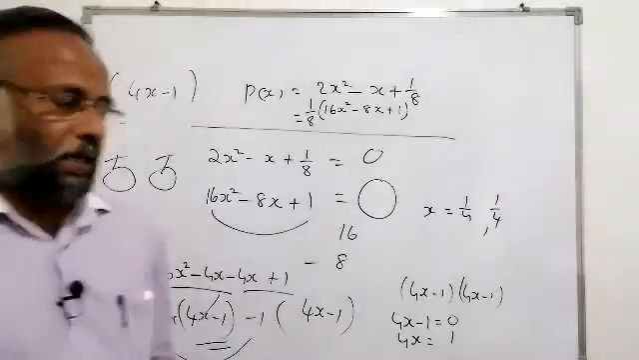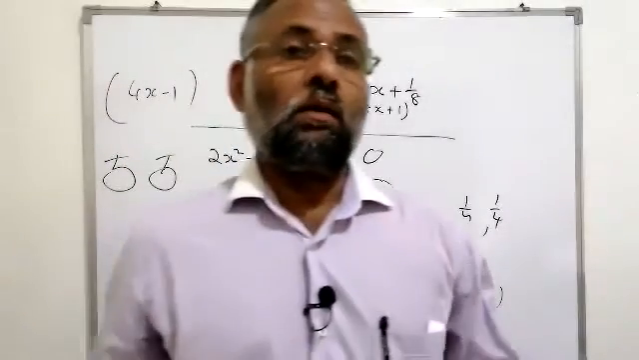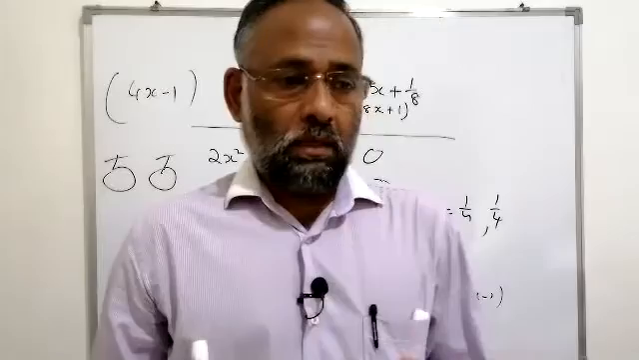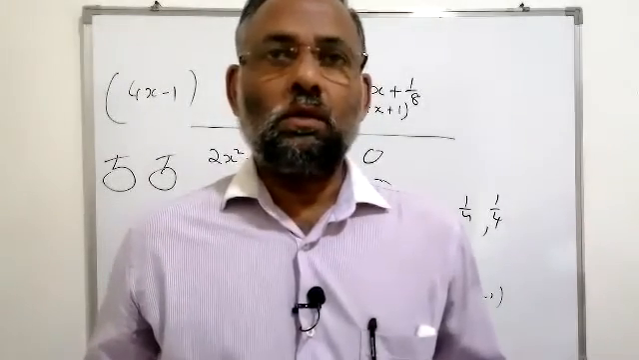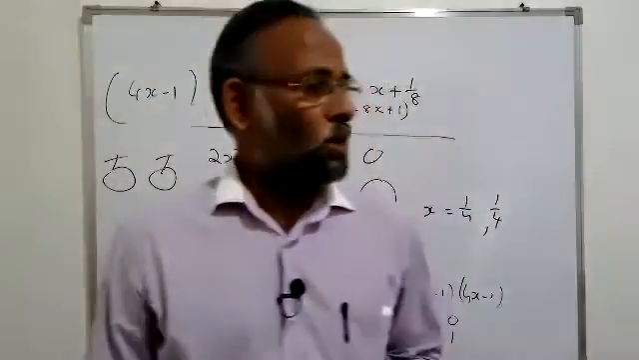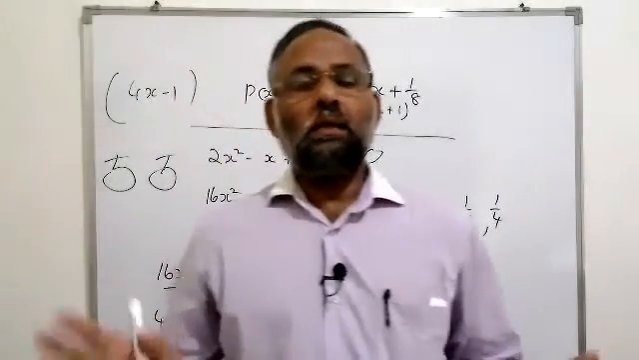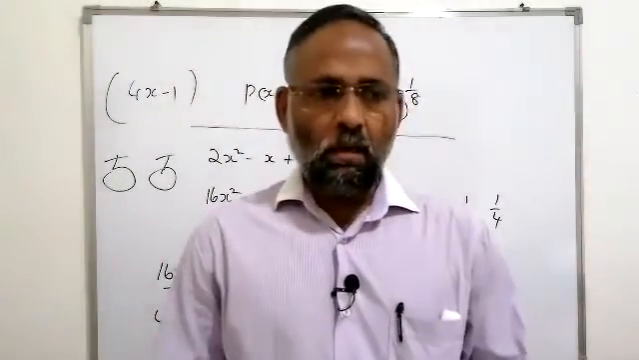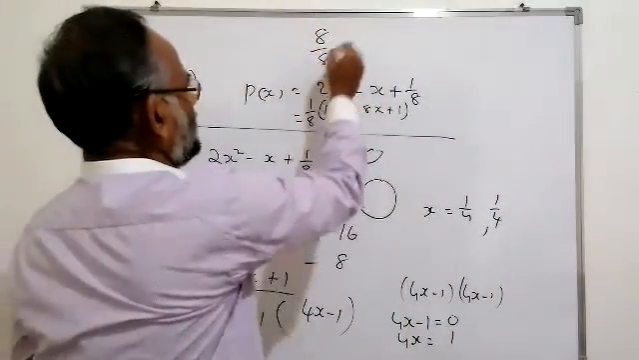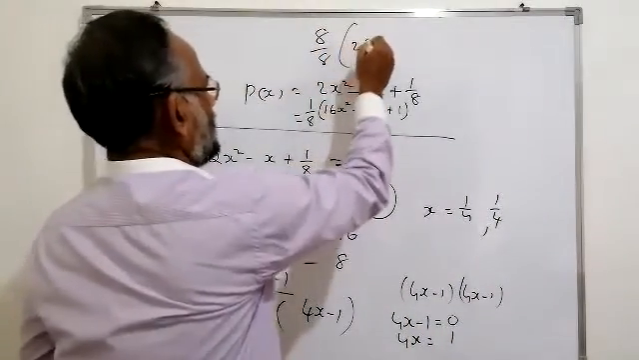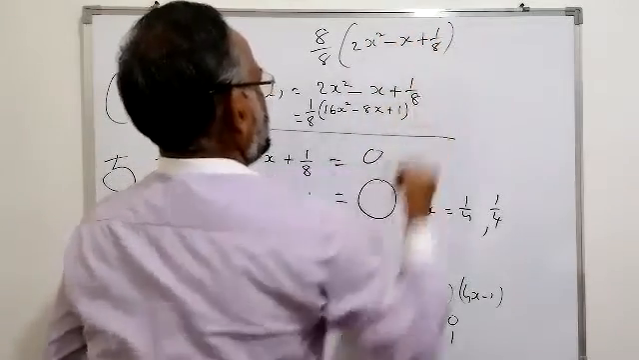So what I am telling, don't confuse. Sir, what are you talking now? I am expanding only. Polynomials, there is no equal sign. There is no equal to 0. So you are not supposed to multiply by the denominator. You can multiply the denominator and numerator by the same number. That means 8 by 8, I multiply 2x square minus x plus 1 by 8.